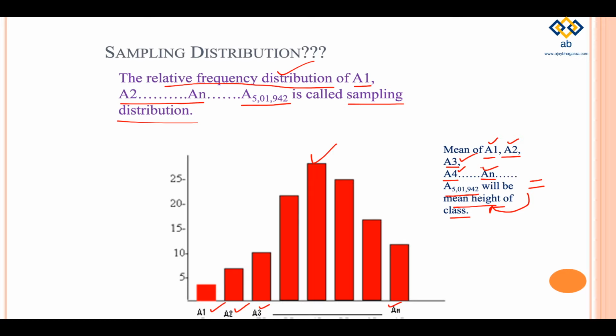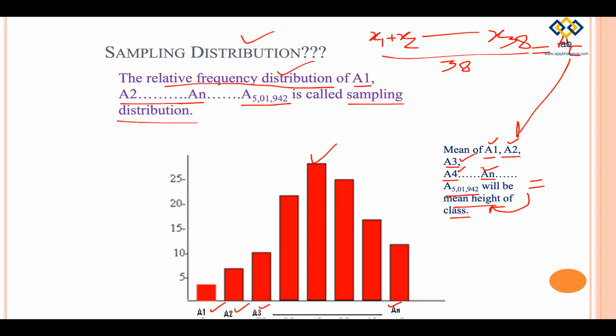Now the same value of mean can also be derived using the sampling distribution. So simple, you would have done x1 plus x2 plus x3 and till x38, because there are 38 students, and if you divided that by 38, this would be the mean of the entire class. So I am calling it A of class, AC. This AC is absolutely equal to this mean also. This is what we are trying to understand, right?